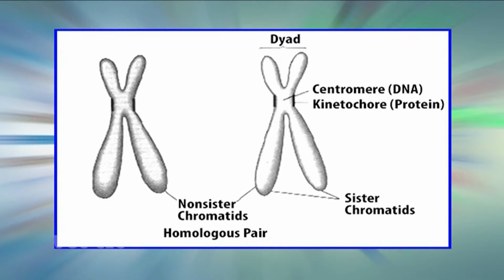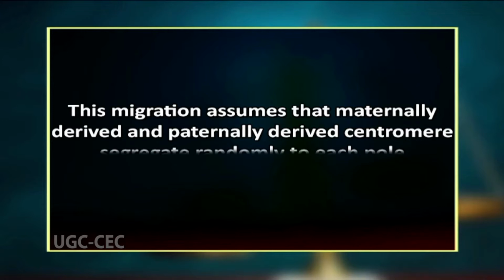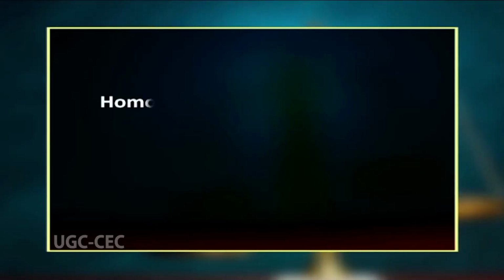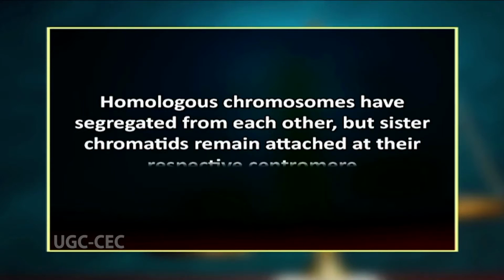At this stage, each of the separated chromosomes is called a dyad. This migration assumes that maternally derived and paternally derived chromosomes segregate randomly at each pole. Of course, parts of chromosomes may have exchanged during the crossing over process, and at each pole there is a haploid complement of replicated chromosomes with associated sister chromatids. At this time, homologous chromosomes have segregated from each other, but sister chromatids remain attached at their respective centromeres. In other words, a key difference between meiosis I and mitosis is that sister chromatids remain joined after metaphase in meiosis I, whereas they separate in mitosis.